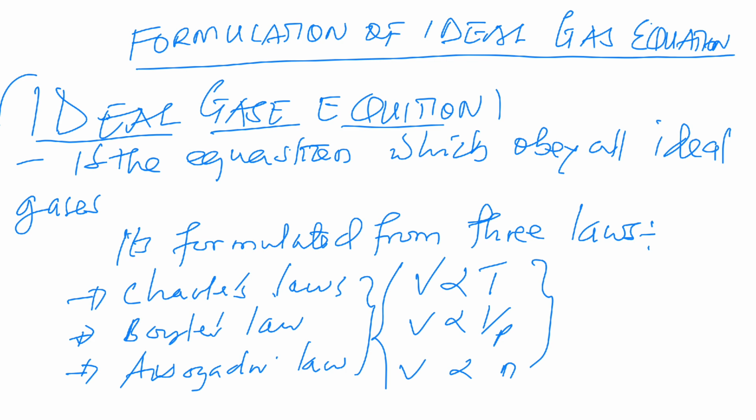And the ideal gas equation looks like this: PV is equal to nRT. Here, R is the universal gas constant, n is the number of moles, T is the temperature, V is the volume, and P is the pressure. So through that, now we're going to deduce how it comes about.